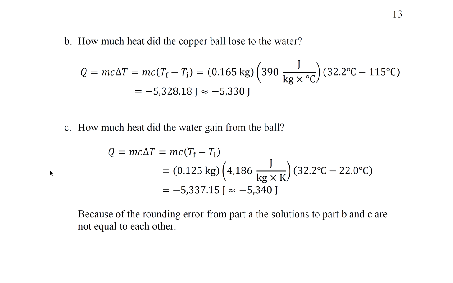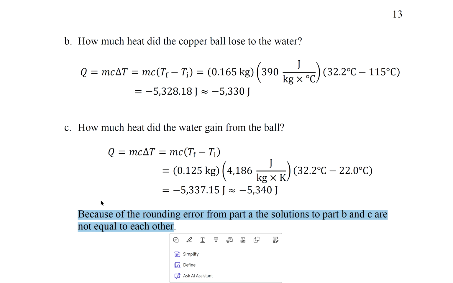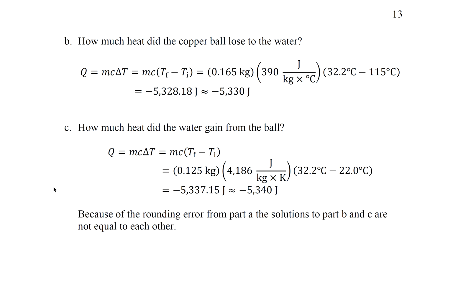Part B, how much heat did the copper ball lose to the water? Well, this is mcΔT. Part C, how much heat did the water gain from the ball? This is the solution, mcΔT. Now for parts B and C, they should have the same answer, but because of rounding error from part A, the solutions to parts B and C are not equal to each other.